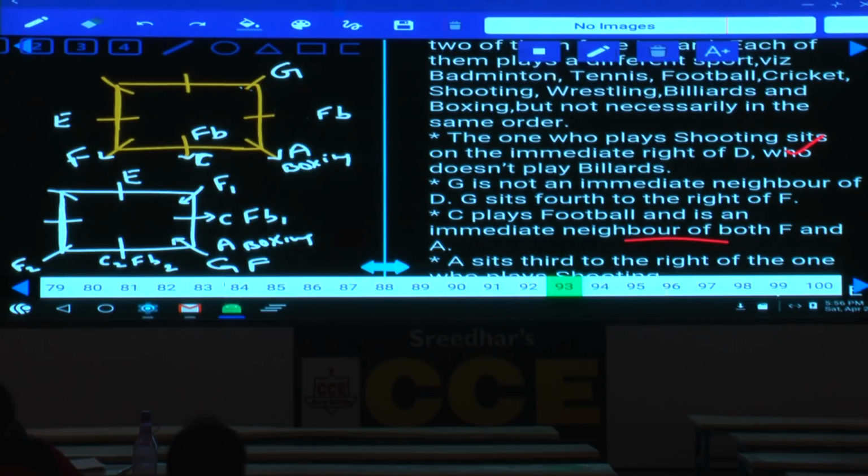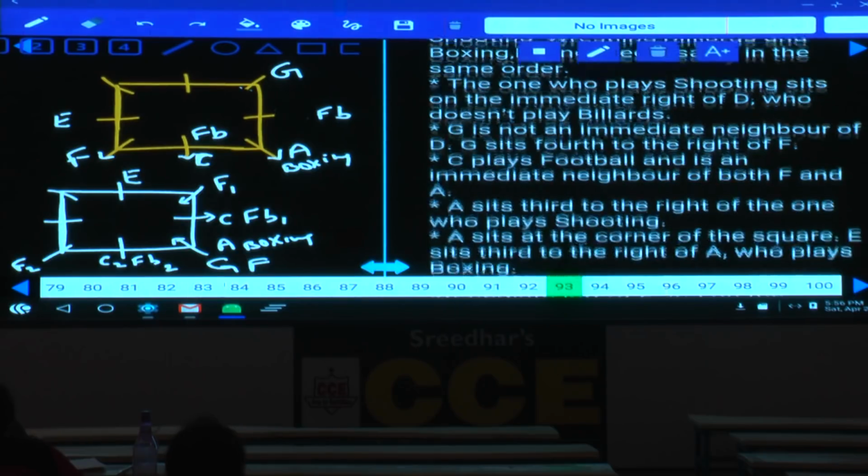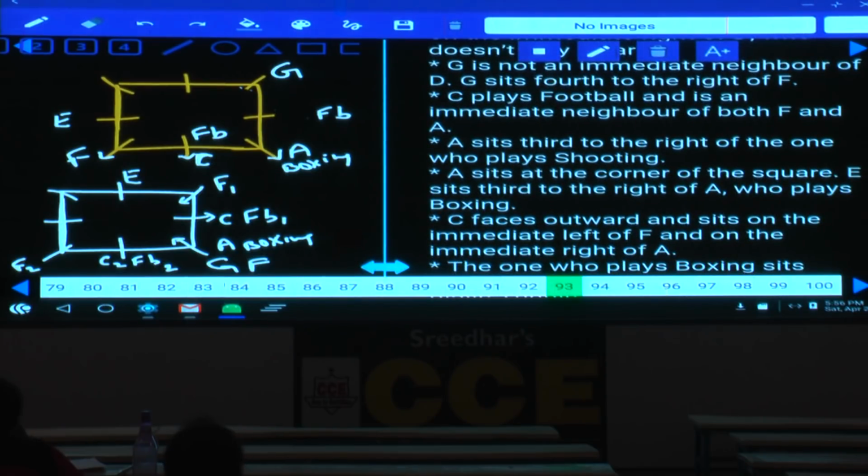Now both F and A, and again C. What is the information? C faces outside and sits on the immediate left of F. C faces outside, immediate left of F, and on the immediate right of A.